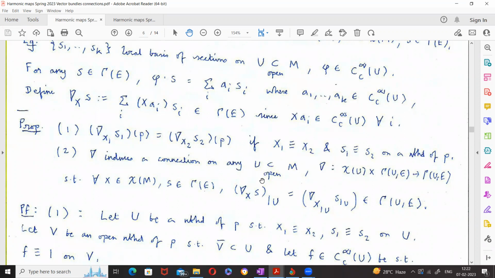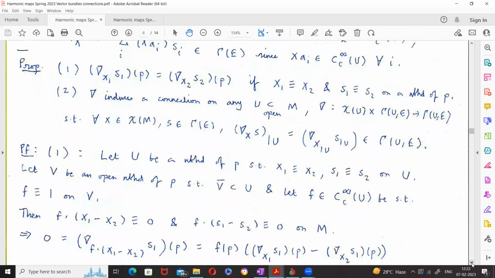This induced connection on the open set U is compatible with the connection on M, in the sense that if I take X as a global vector field on M and S as a global section of E, then nabla X sub S restricted to U is given by the induced connection nabla of X restricted to U applied to S restricted to U. So any connection on the whole manifold M induces a compatible connection on any open set U in M.